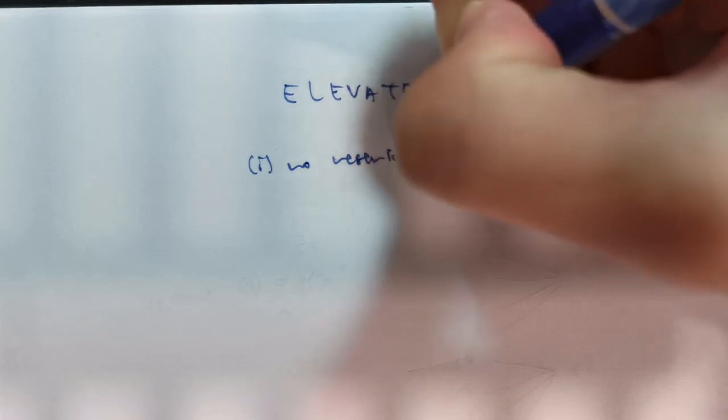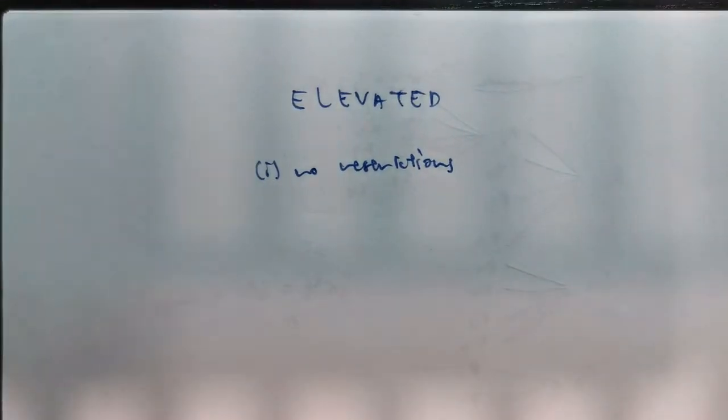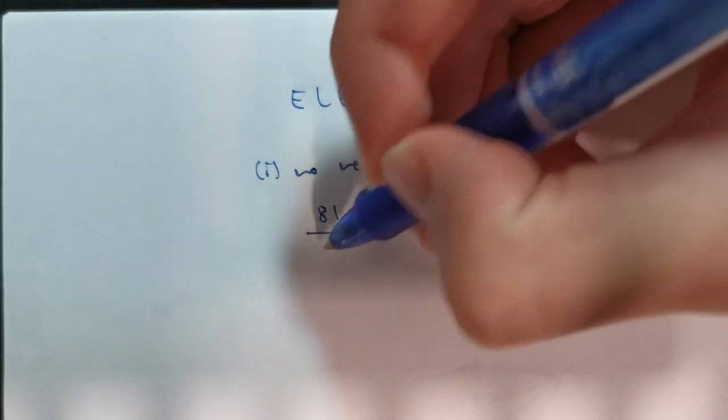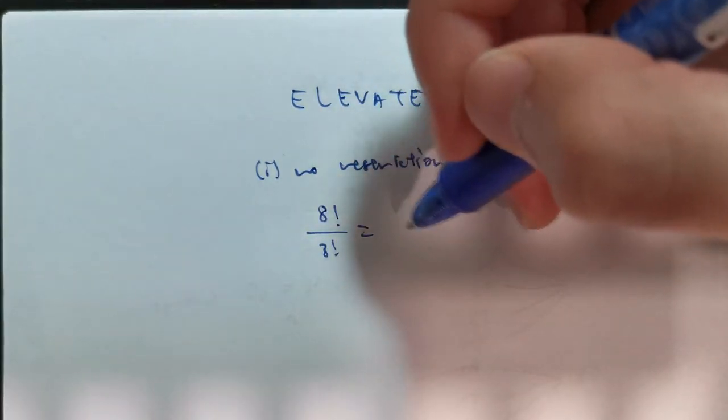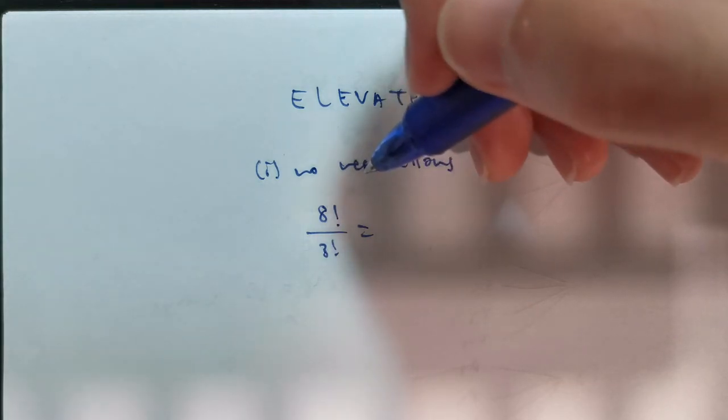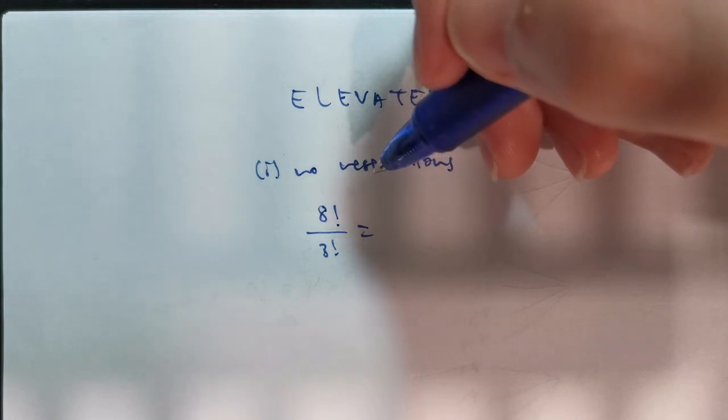So for part I, what if there are no restrictions? The word is elevated. It's quite simple, it's just 8 letters, but 3 of them are repeated, so 8 factorial over 3 factorial equals whatever the number is. That should give you the correct answer.